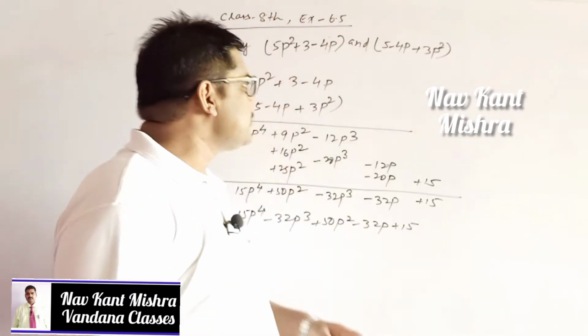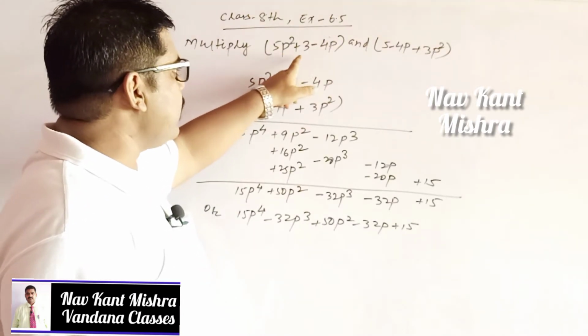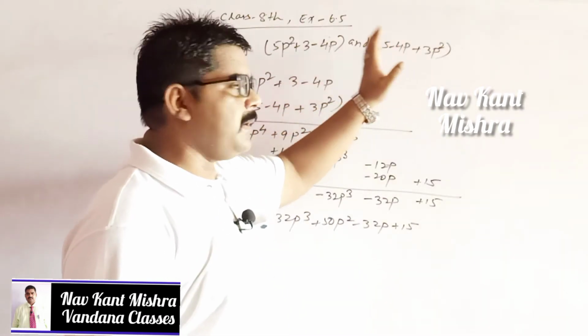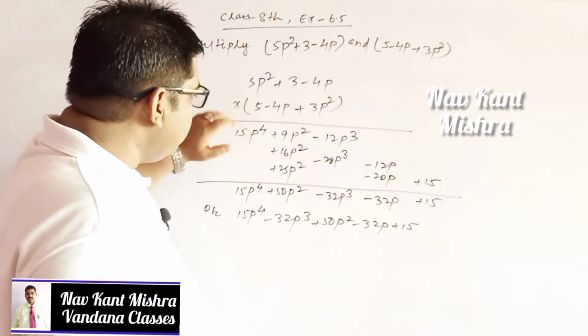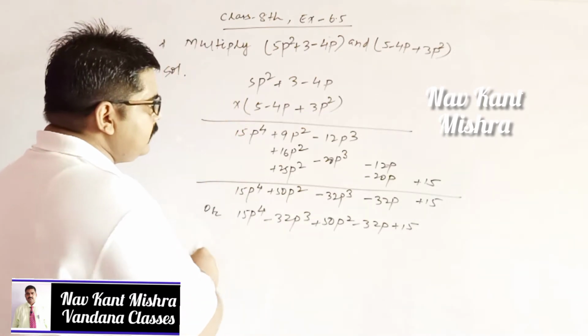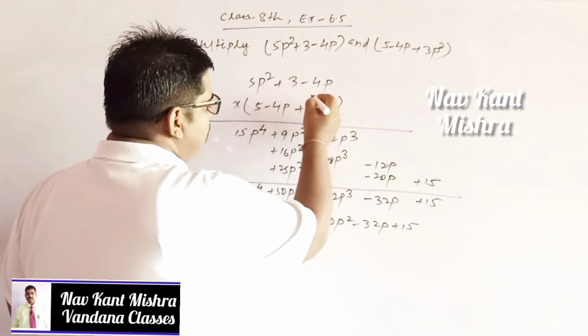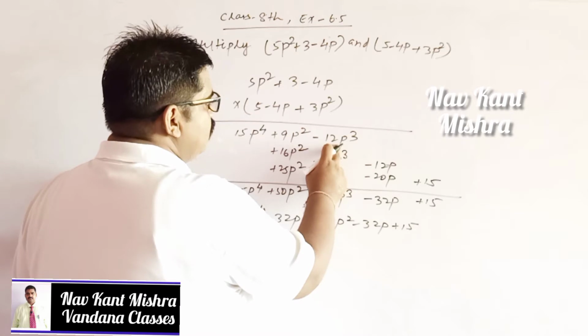My dear student, in this question you can just see that you have to multiply 5p squared plus 3 minus 4p by minus 4p plus 3p squared. This is the question. And when you multiply, you get that when 3p squared is multiplied by minus 4p, you get minus 12p cube.